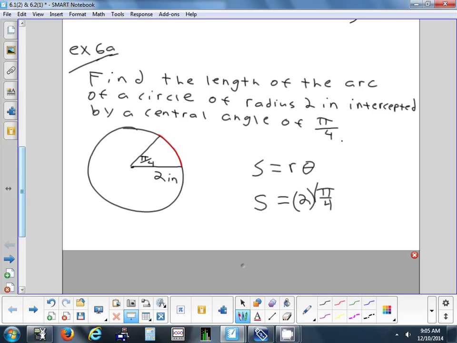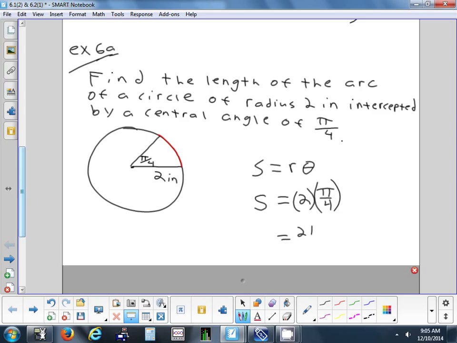Now, what does the angle have to be in? We said that in our formula, we assumed we're working in radians. Did they give me an angle in radians? Yeah. There's no degree on that, so I know it's a radian. We just have to multiply it out. So it's 2 pi over 4, which reduces to pi over 2. Now I need a label on that. So we just found an arc length. What would make sense for a label here?